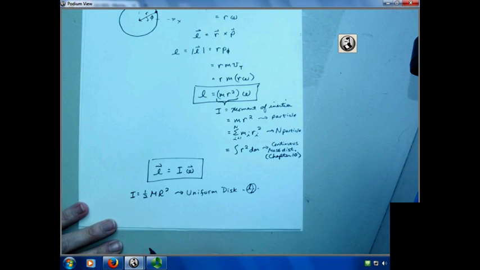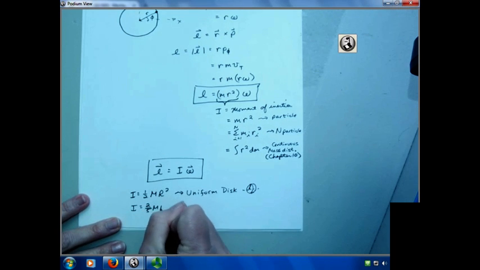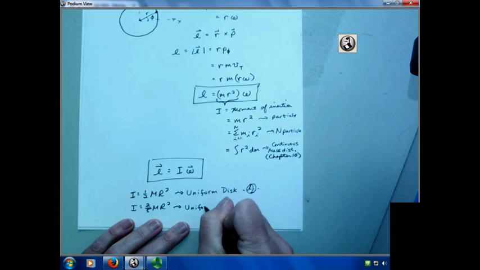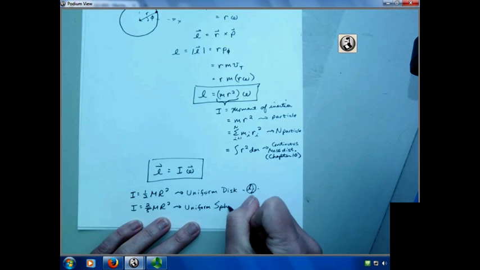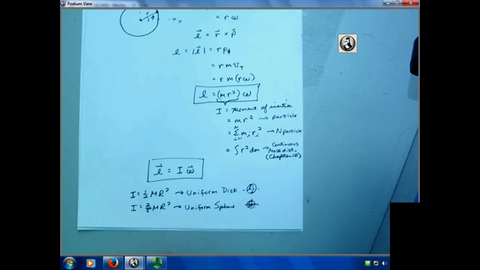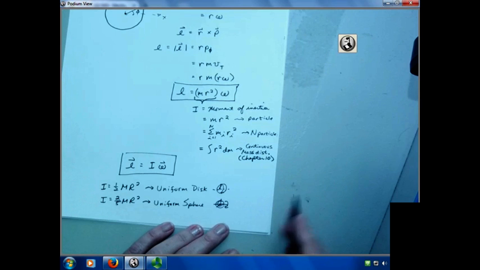Also, we have I equals 2/5 mr squared. This is for a uniform solid sphere, also rotating about its axis, so this whole sphere is rotating. And for now, we're just going to use our short-term memory to know what those are, or to look in our notes, because we are not going to actually derive them until chapter 10.